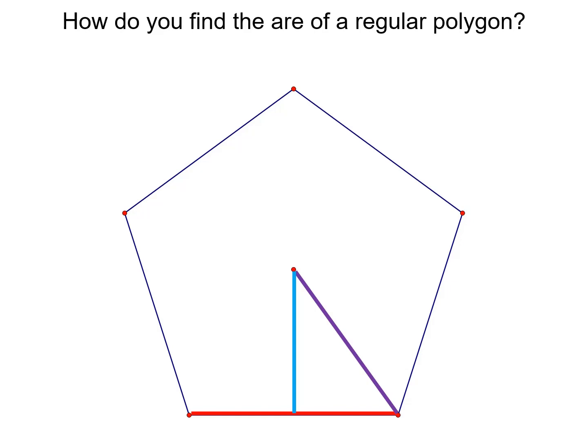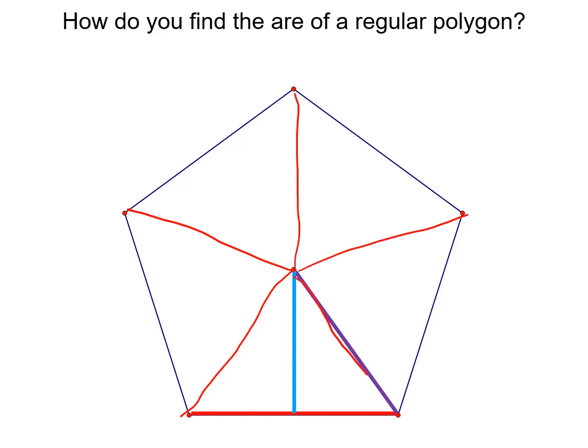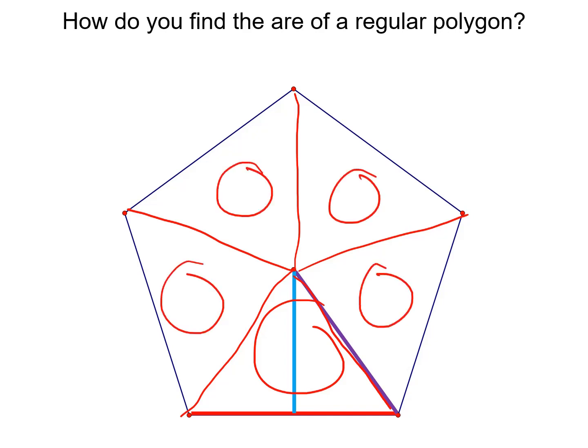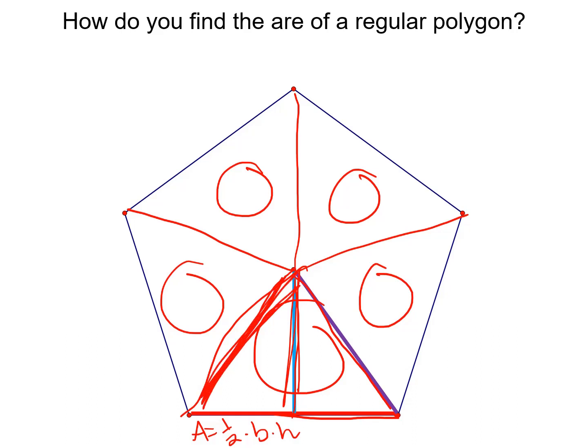So if we were to draw all the radii in this pentagon, so from the center to the vertex, if we draw all 5 of those, 1, 2, 3, 4, and then this purple one's 5, we cut this pentagon into 5 triangles, and we know that the area formula for a triangle is 1/2 times the base times the height. So the red line would be your base, and the apothem, or that blue line, would be your height.